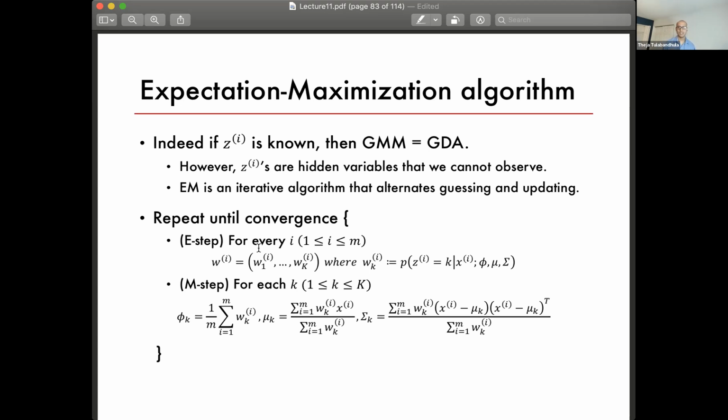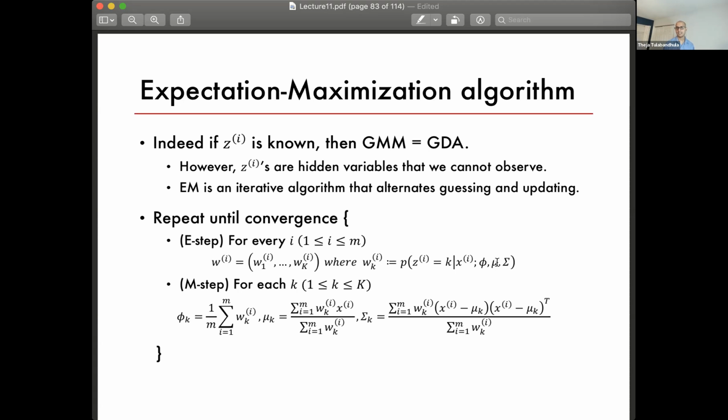In the E step, we are basically getting an estimate. We're getting a vector Wi for each data point i. This vector is saying: with what probability is Zi equal to k?